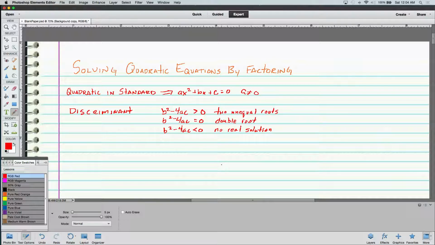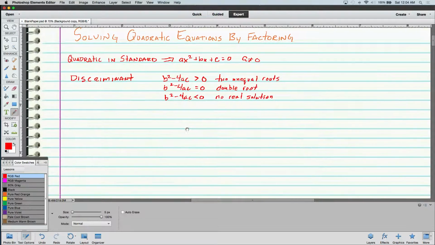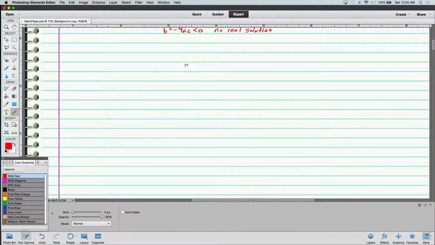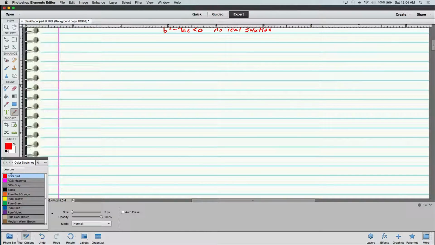Now, of course, when we solve these problems, we're going to figure out whether they have two unequal roots, a double root, or no real solution. But if we want to check before we even start the problem to give us an idea of what our answer is going to be, this is what we're going to use. And when we solve quadratics by using the quadratic formula, then you're really going to see this come into play. So let's get right into our first example. Let me switch colors.